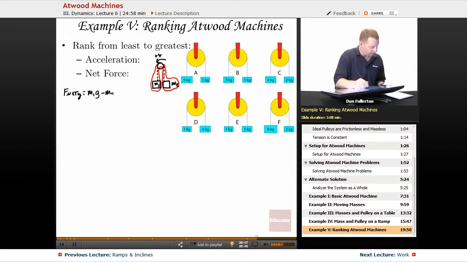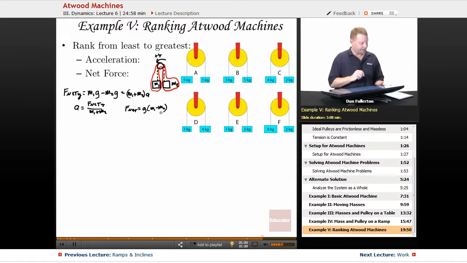So when I do that, the net force in the y direction is m1g in the positive y direction minus m2g, and all of that has to equal ma, where our total mass is m1 plus m2. The acceleration is going to be our net force in the y divided by m1 plus m2. And the net force is just m1g minus m2g, or g times (m1 minus m2).